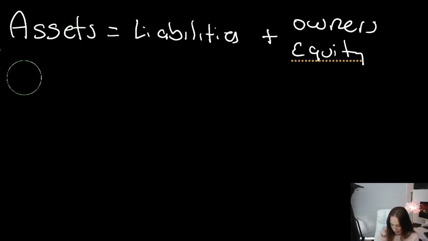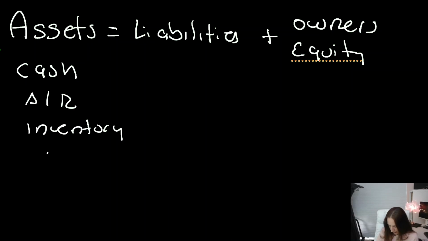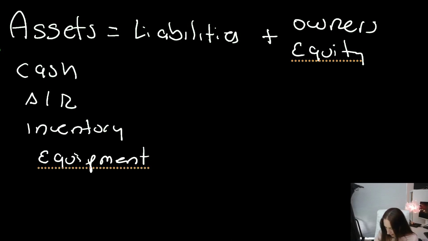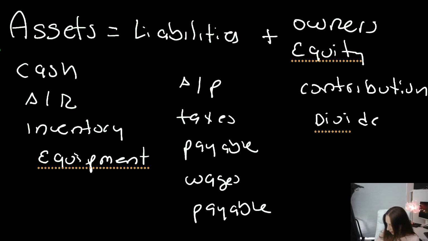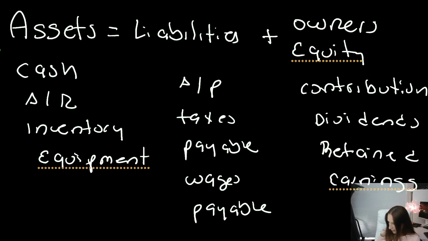Assets could be things like cash, accounts receivable, inventory, equipment, and so on. Liabilities could be accounts payable, taxes payable, and wages payable. Owner's equity includes contributions by the owner to the business, dividends, which is payments to the owners, and retained earnings. Retained earnings is the earnings of the business over time. So if we break it out even more, it is composed of revenue minus expenses. And here it is, a little bit cleaner.